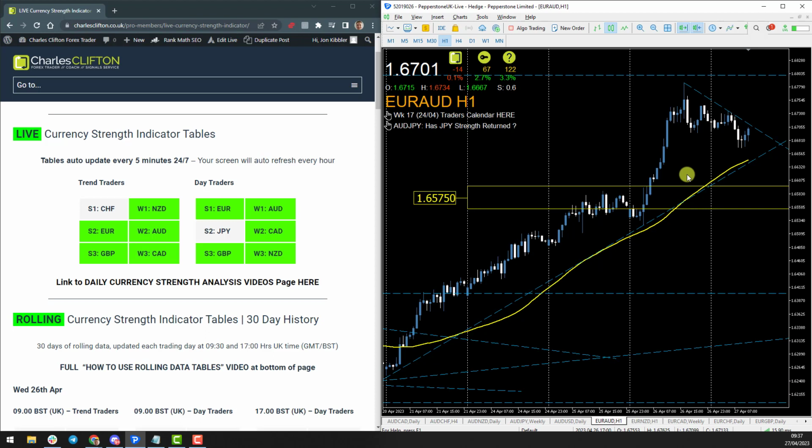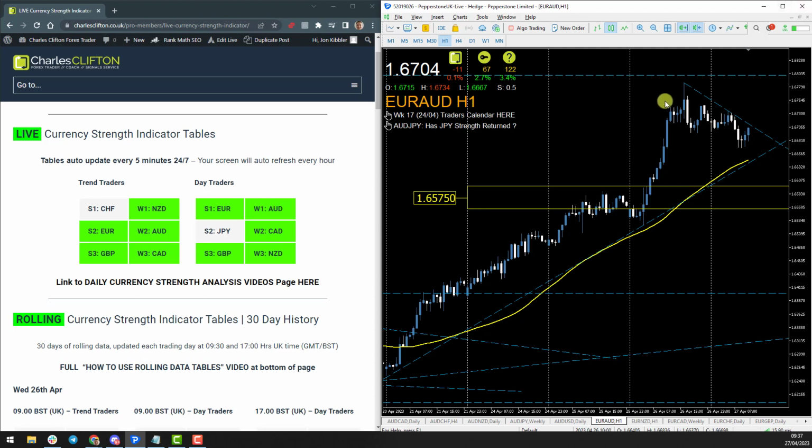Now, obviously, Euro Aussie is still on the table, so it's telling us that we should continue to be looking for long opportunities until it fades away from the day traders table. That's when we need to reconsider if we should be long in this currency pair.